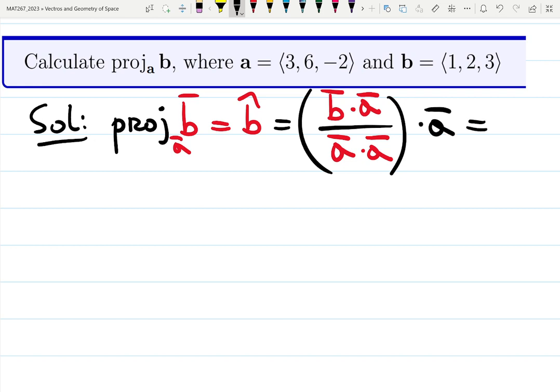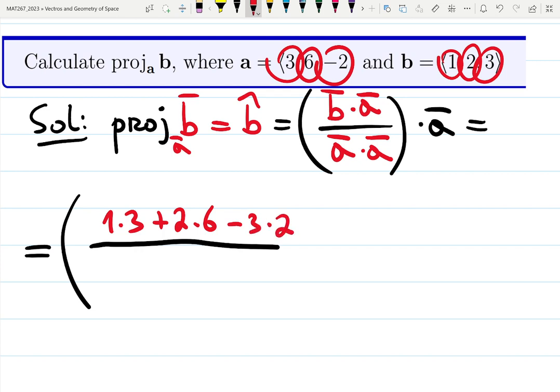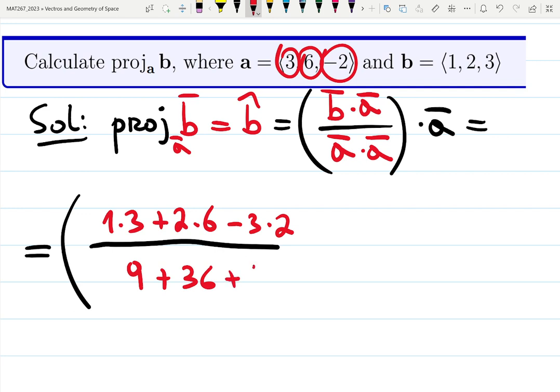Times A outside, that makes it a vector. So make sure you remember. Times the floor where the shadow goes onto, that's A. And now you open those huge parentheses and you start calculating. B times A, you just basically multiply component by component. 1 times 3, order doesn't matter for this product. Plus 2 times 6, minus 3 times 2. Well, you got it right, minus 6 basically. A times A. Just multiply 3 times 3, 6 times 6, minus 2 times minus 2. 9, 6 times 6 is 36, plus 4.